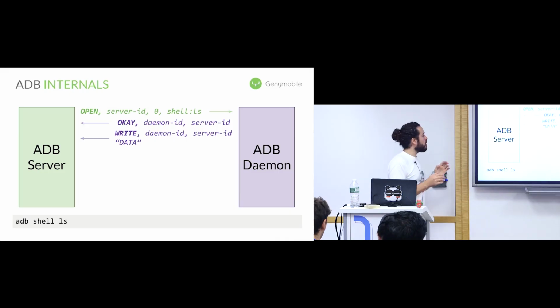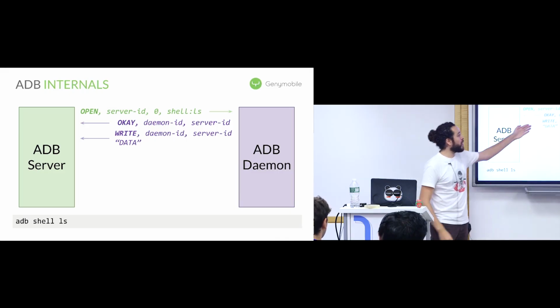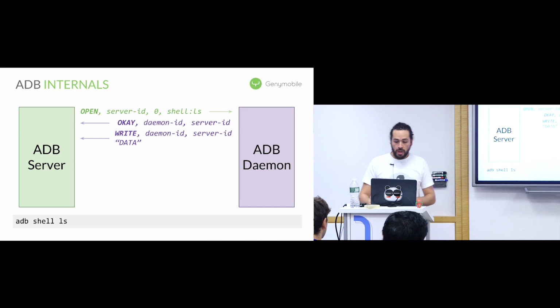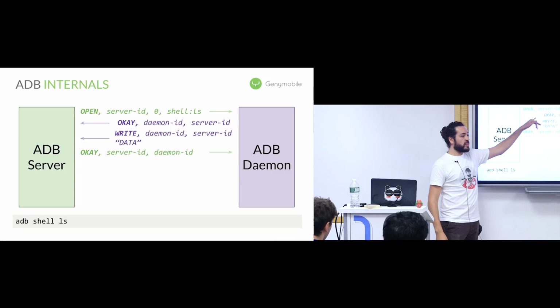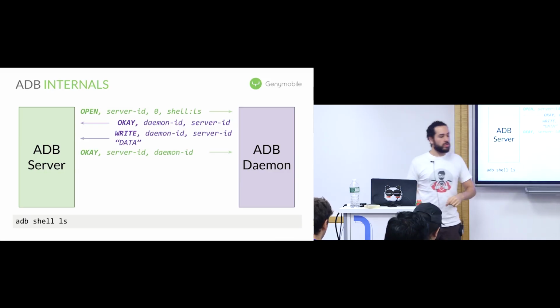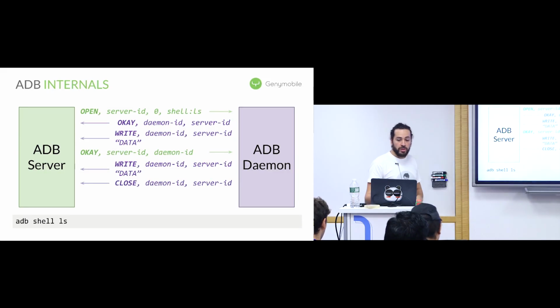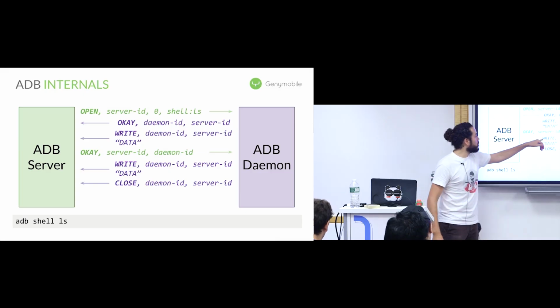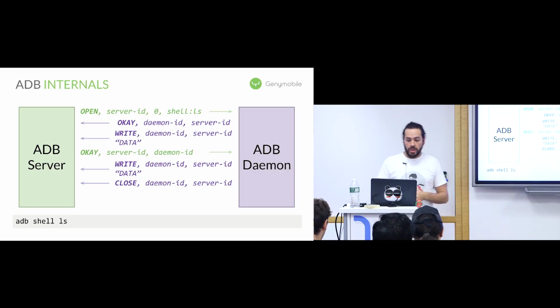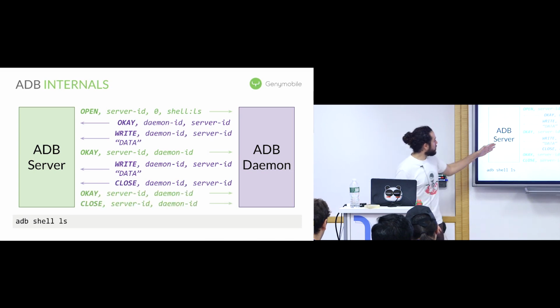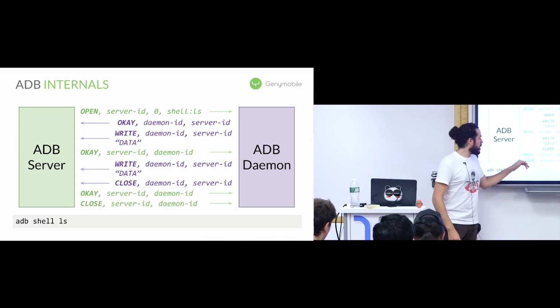So after answering OK, the ADB daemon will write data to answer the request the server was asking. And then the ADB server will answer OK. Each time a write is sent, the server will answer, OK, I got your information. So the daemon will send new information, a new request with write and a new payload of data that will be handled by the server. And then it will close the connection with this other command, close. The ADB server will answer OK again to the write data and close to the close.